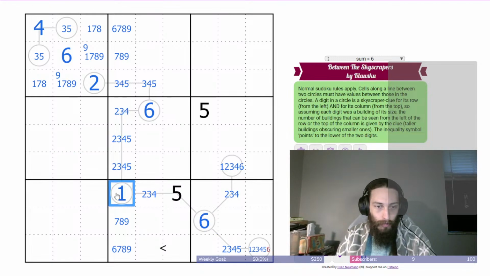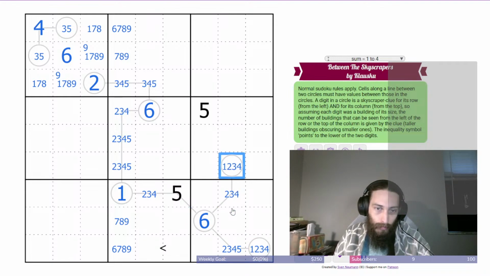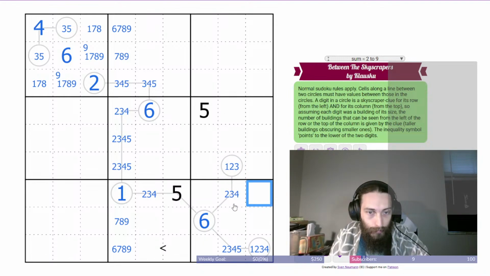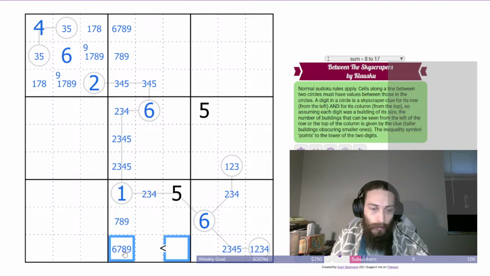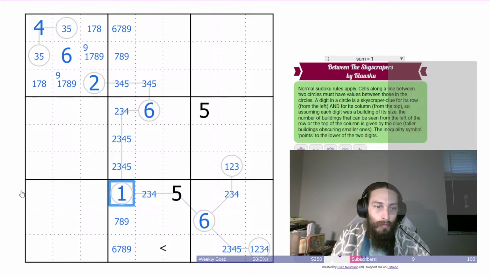Oh, this ended up being a 6 because 1 goes to 6. That's not a 6. And it can't be a 5 because there has to be at least 1 digit gap in between. This can't be a 6. And it can't be a 4, because this can't be a 5. Now 6 is one of these two digits. Oh. There's a 1 in that box in the circle.